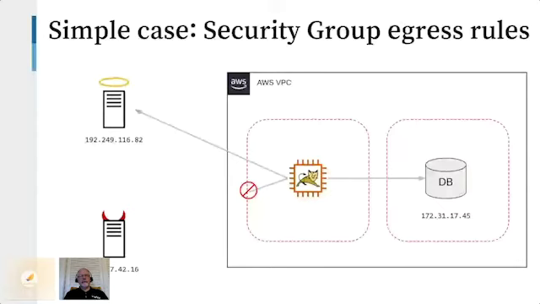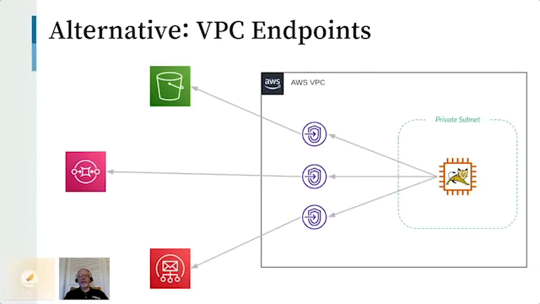So one alternative, if all you need to talk to is AWS, you can use what are called VPC endpoints. And VPC endpoints basically have a one-to-one correspondence with AWS services, and work by basically changing the DNS lookups for those services to point to the endpoint. So if you need to post a message on SQS, you have to have an endpoint for SQS. If you're uploading or downloading files from S3, you need an endpoint for S3.